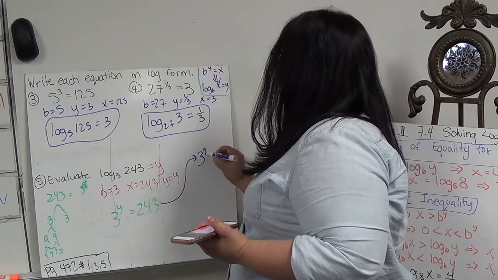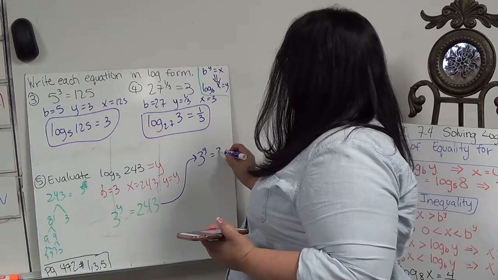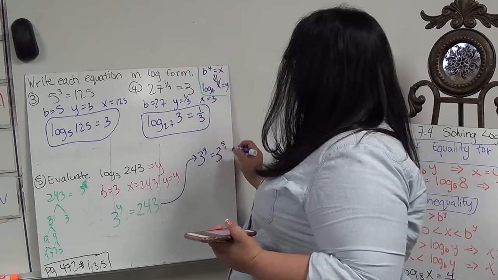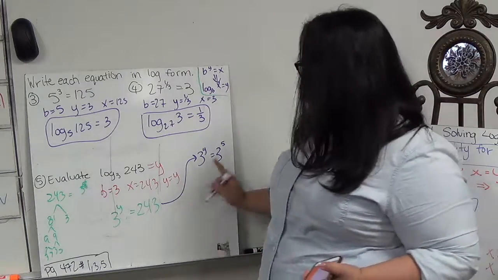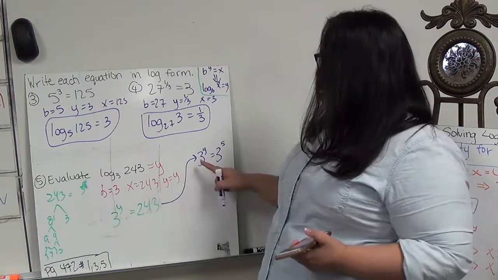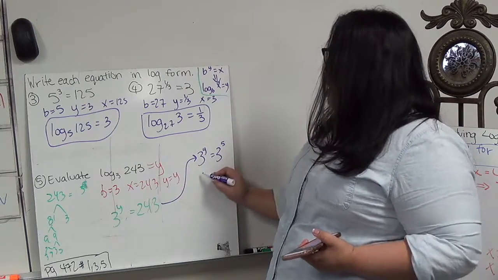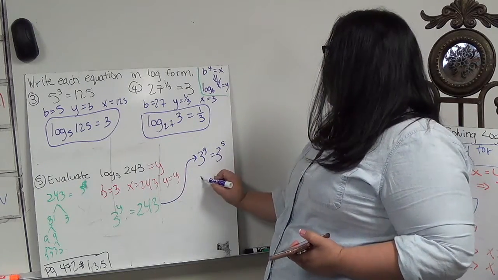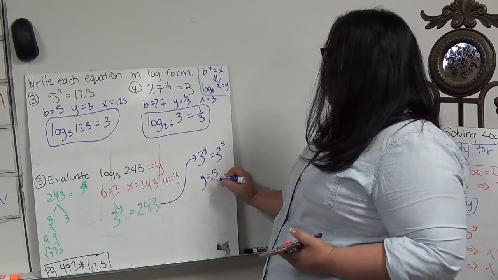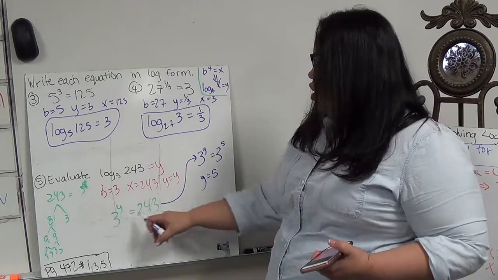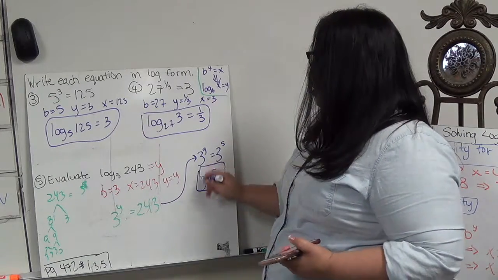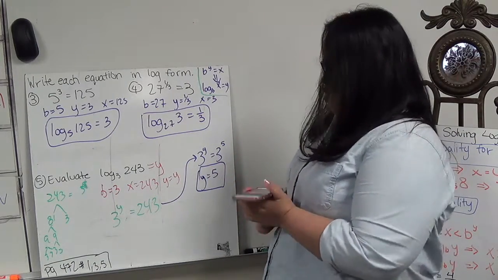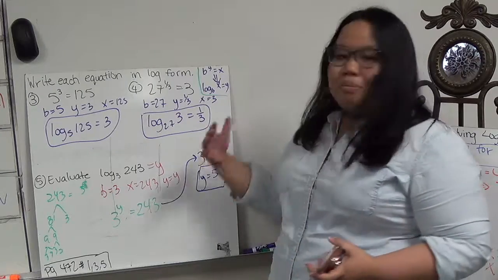So 3 to the y equals 3 to the 5th power. I haven't changed anything, right? It's still the same, 3 to the 5th power, still giving 243. But I rewrote it so the bases are the same, and now I can focus on just the exponents, and my y would have to be 5. So in order for this to equal 243, 3 has to be to the power of 5. And that is my answer.